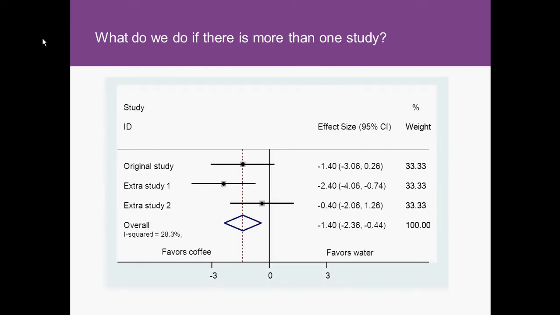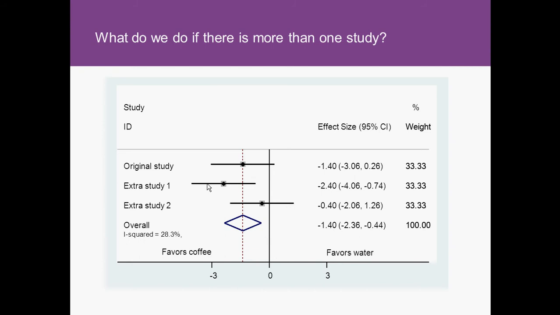Here we can see a graph representing the results of our previous study, comparing coffee drinking to water drinking on time to run 100 meters. Our original study is visible at the top of this forest plot with the difference between groups of 1.4 seconds. We've now repeated this experiment 2 more times with different groups of people. The results have been a 2.4 second difference or a 0.4 second difference between the two groups, but the 95% confidence intervals for each study has remained the same.